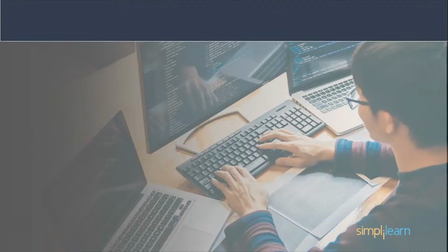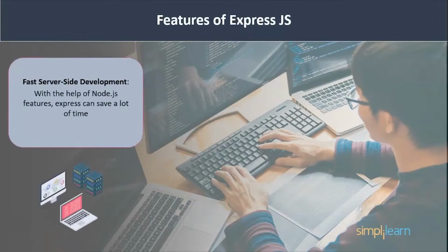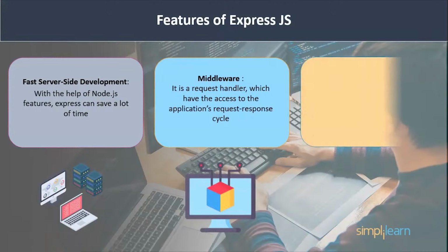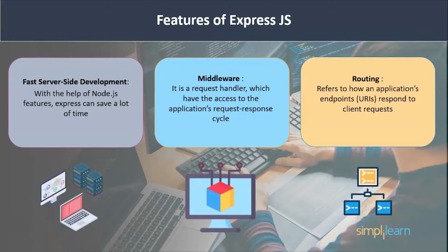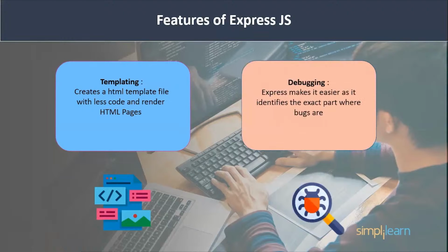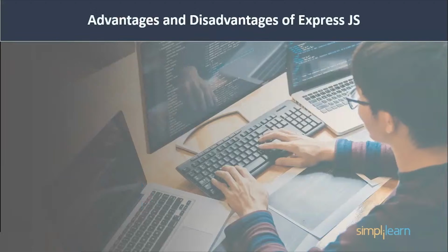Let's see the features of Express.js. Fast server-side development. With the features of Node.js, Express saves a lot of time. Middleware. Middleware is a request handler that has access to the application's request-response cycle. Routing. This refers to how an application's endpoints, URLs, respond to client requests. Templating. It provides templating engines to build dynamic content on web pages by creating HTML templates on the server. Debugging. Express makes it easier as it identifies the exact part where bugs are. Let's see the advantages of Express.js.